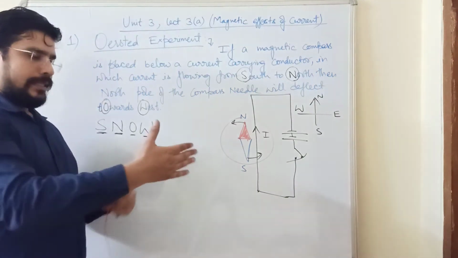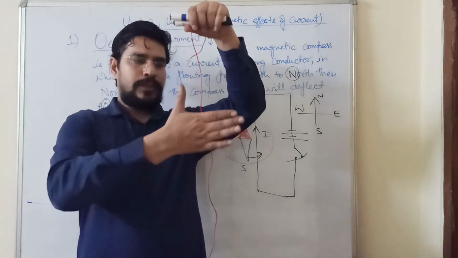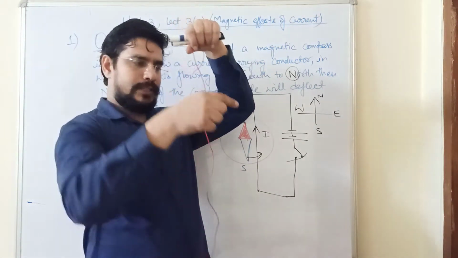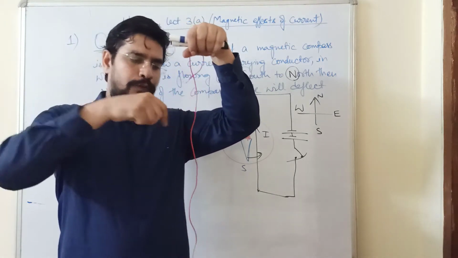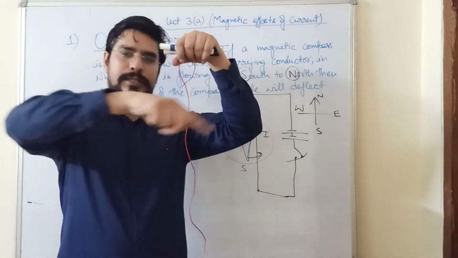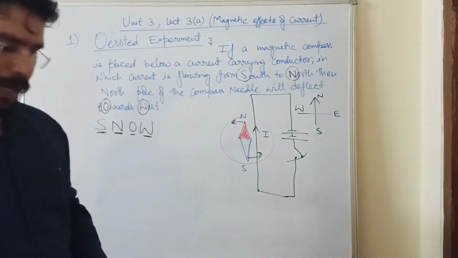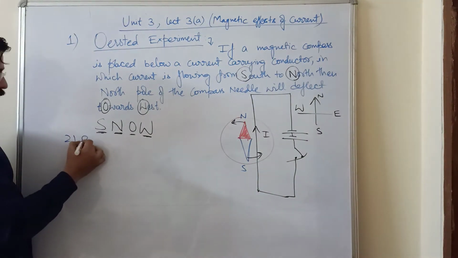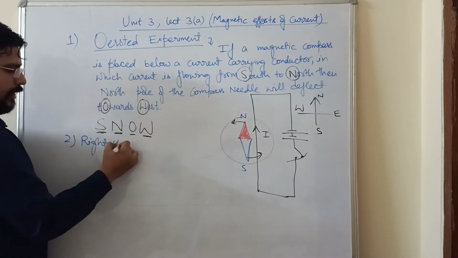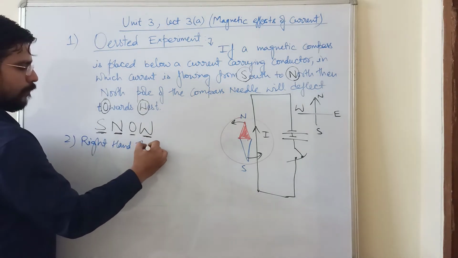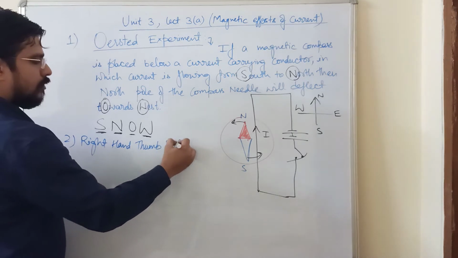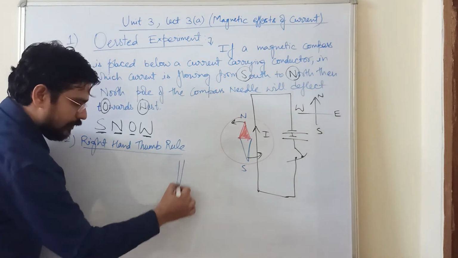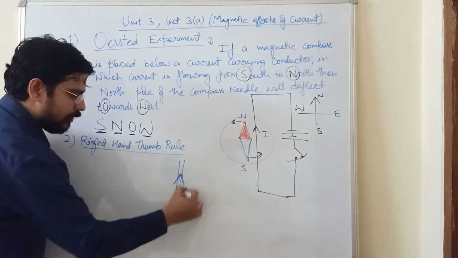So this concept which I am just discussing with you, that the thumb is pointing in the direction of current and the curvature of fingers is giving us the direction of magnetic field. Magnetic field is in the form of concentric circles. This is also known as the right hand thumb rule. So that is the second point of discussion, which is the right hand thumb rule.